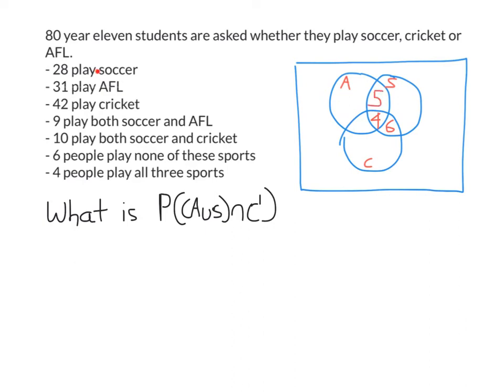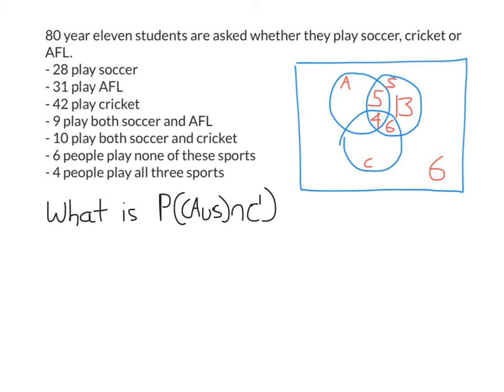Now, because 28 people play soccer, all these numbers have to add to 28. 6 plus 4 plus 5 is 15. I need another 13. Now there are 28 in the soccer circle. I'm also told that 6 people play none of these sports. So 6 people would go out here. So now I just need to find what goes in each of those 3 spaces.